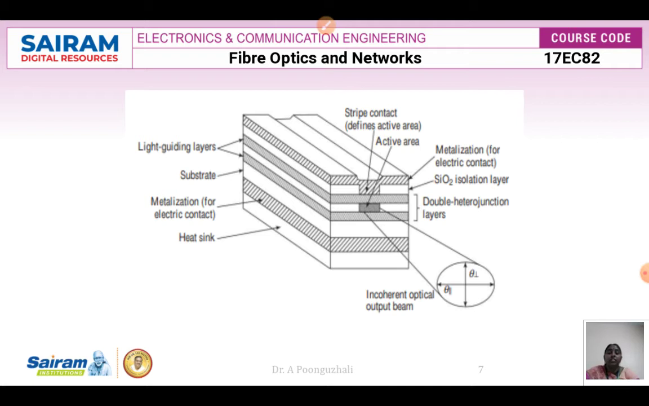You can see that this is your heat sink, this is your metallization for the electrical contact, and this is going to be the n-type substrate. These are your light guiding layers or the confinement region, the double heterojunction structure, and this is going to be the active region. Here your light is going to be emitted, and this is your silicon dioxide isolation layer, and this is your metallization for electric contact. Here we are going to have the contact to be a stripe contact.